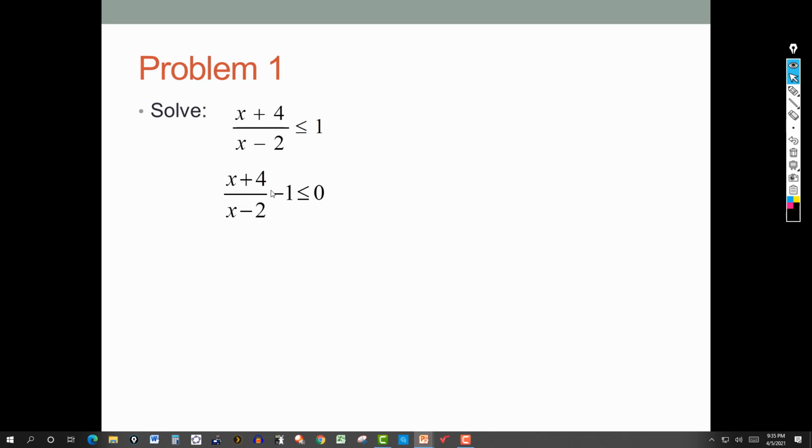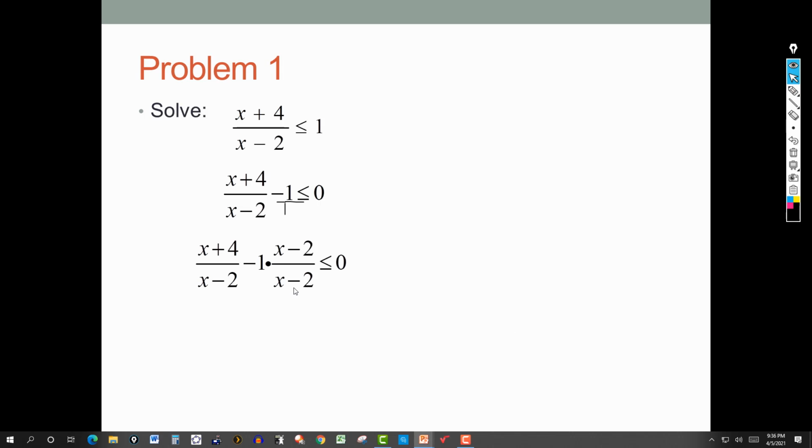And then once you've made one side 0, you want to make the left side into one rational expression. In some cases, you'll have to combine two expressions, find the lowest common denominator and proceed. In this case, you make this into minus 1 over 1. The common denominator you can see is x minus 2, so we multiply the second expression, minus 1 over 1, by x minus 2 over x minus 2. And we get this expression right here.